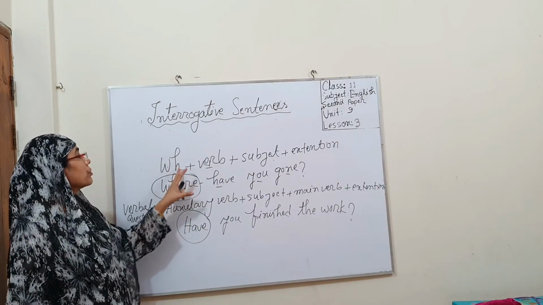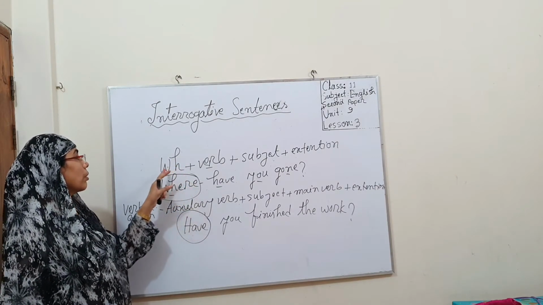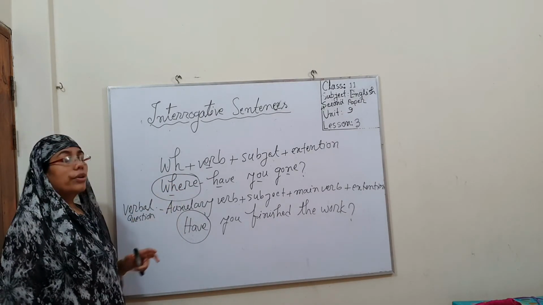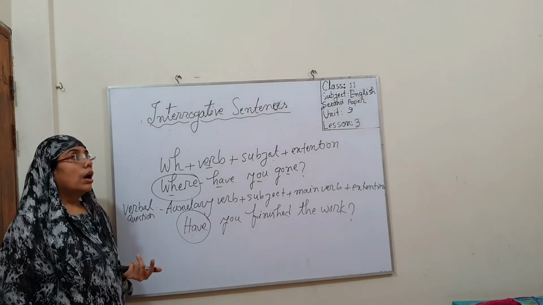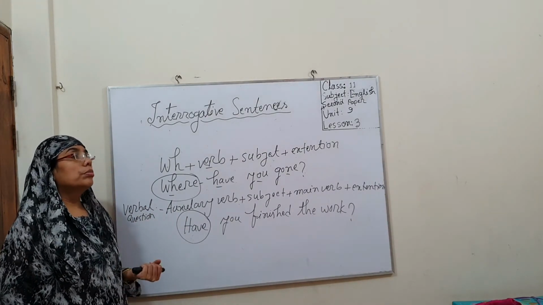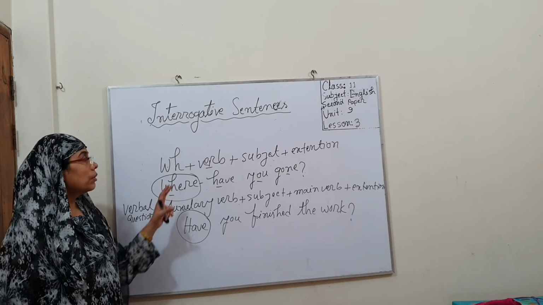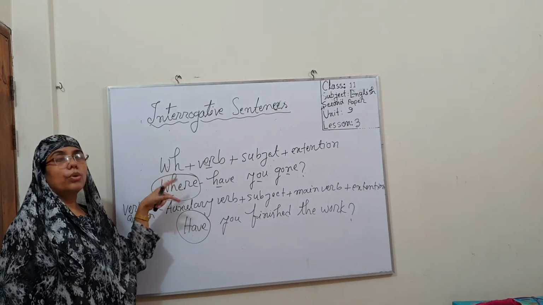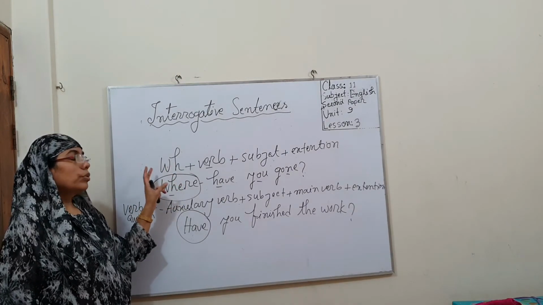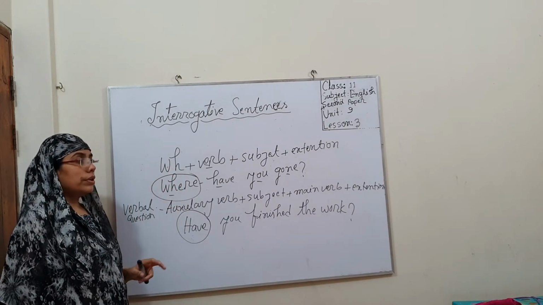But if we want to write a WH question, we of course use a WH word at the very beginning of the sentence: where, who, how, why, whence, whoever, whom. This type of word we use at the very beginning of an interrogative sentence.